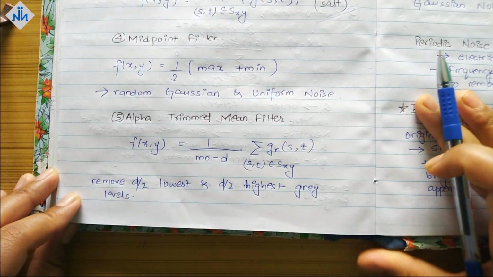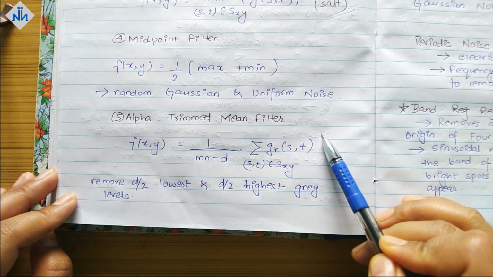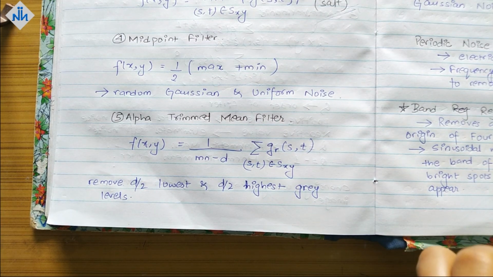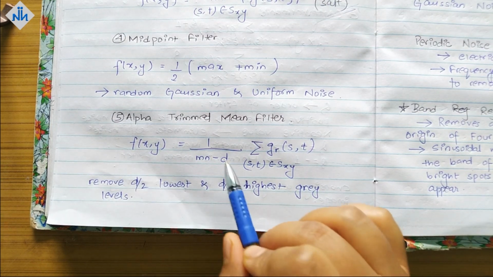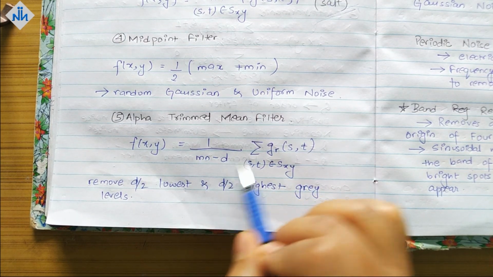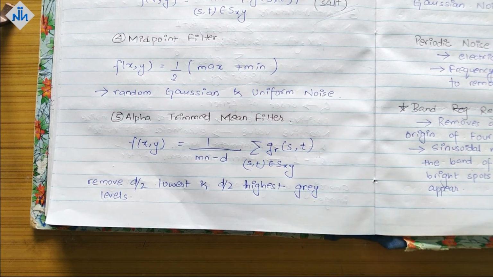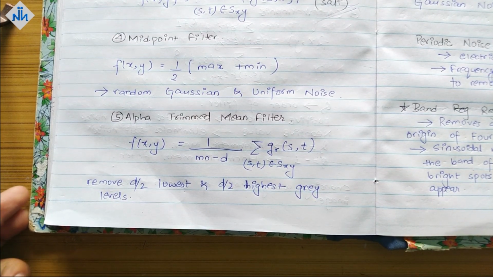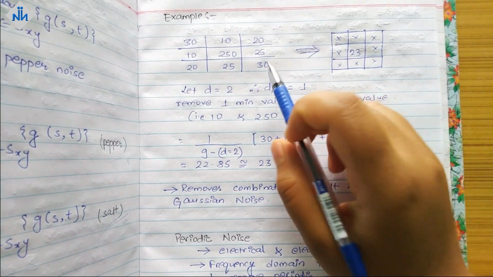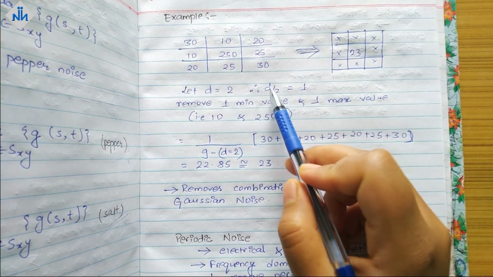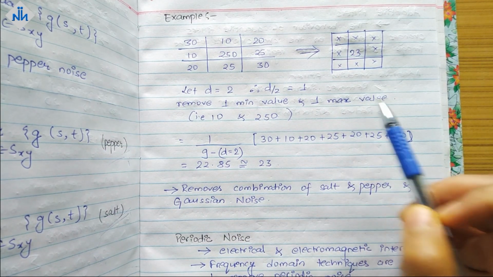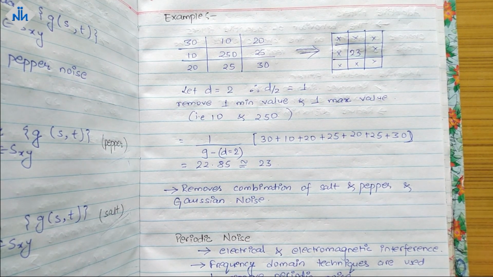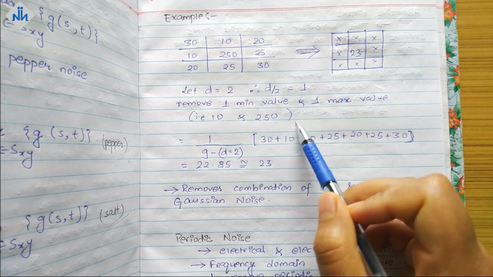Then we have the alpha trimmed mean filter. In this one we remove the d/2 lowest and d/2 highest gray levels, and then we have the formula 1/(mn minus d), and the remaining ones we add. Let's take an example for better understanding. This is our image. If d is equal to 2, then d/2 will be 1, so we remove one minimum value and one maximum value, the most minimum and the most maximum. So we have removed 10 and 250.